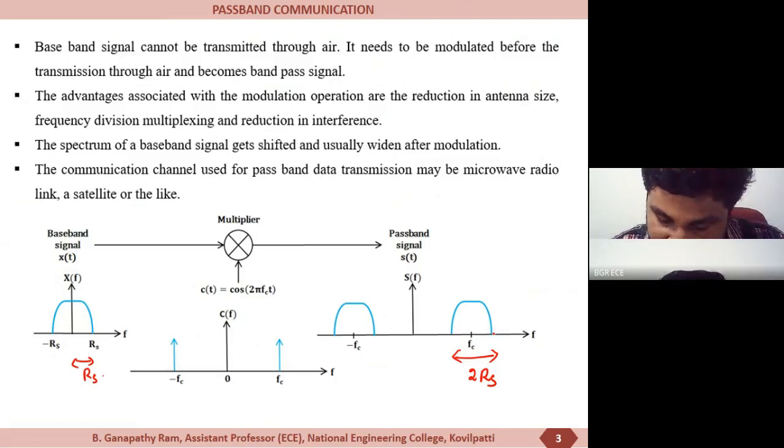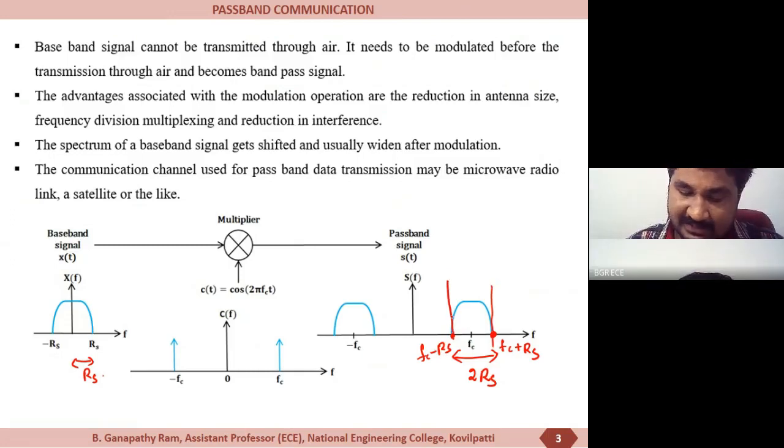And the upper cutoff frequency of this is Fc plus Rs, and the lower cutoff frequency is Fc minus Rs. Hence, this bandwidth is passing through a particular band, that is between Fc minus Rs to Fc plus Rs. This type of communication is called band pass communication or pass band communication.